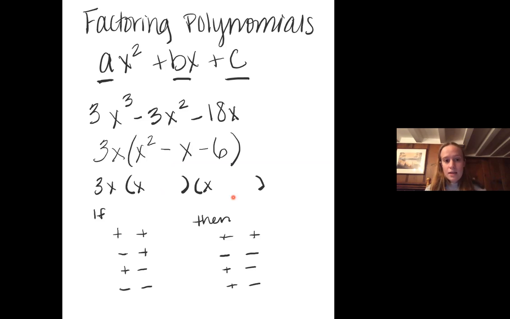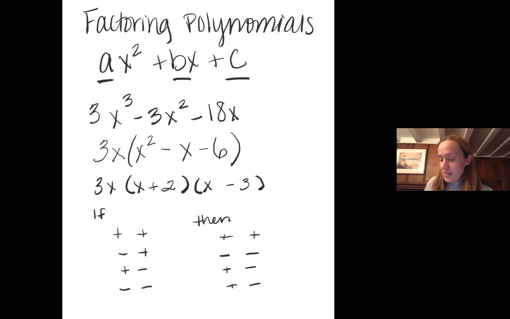And so the way that I like to think about this is that you're looking for these two new values that will add to this B value and multiply to this C value. So right now we're looking for two terms that added together give us -1 and multiplied together give us -6. So here you see that if we have x plus 2 minus 3, because 2 plus -3 equals -1, and 2 times -3 equals -6.